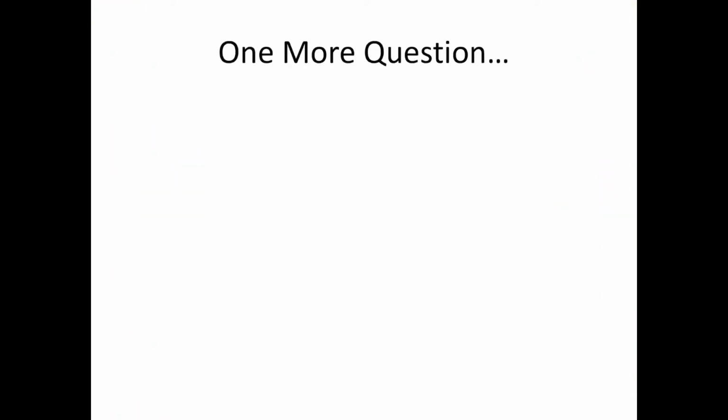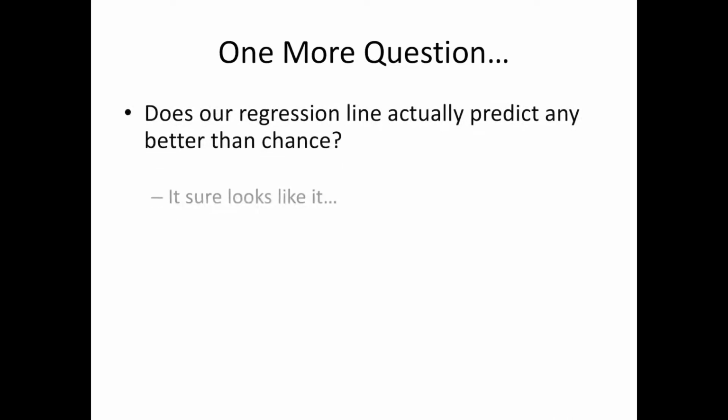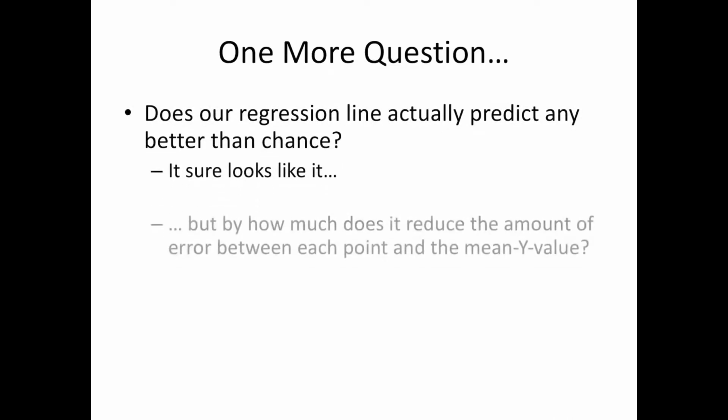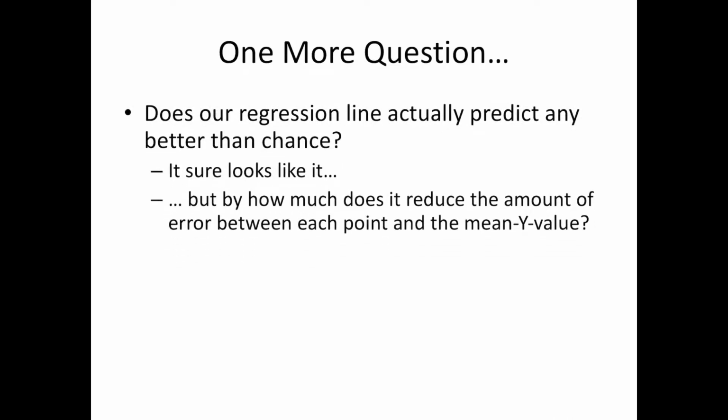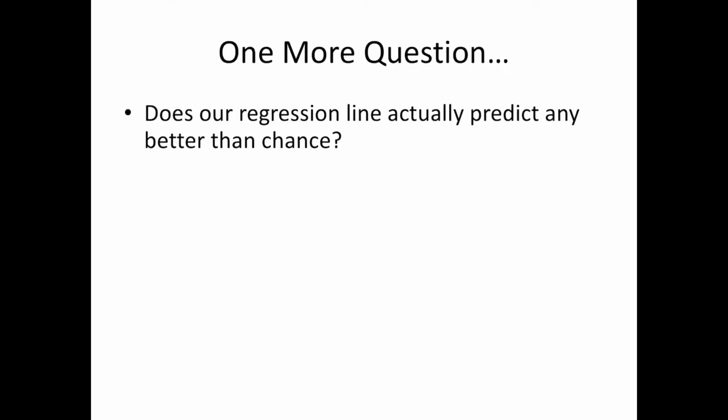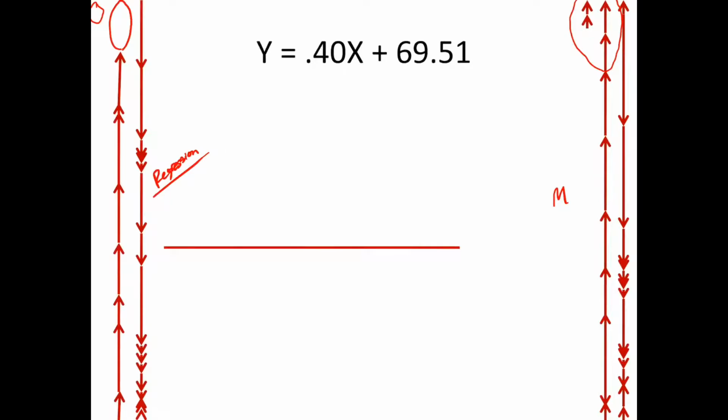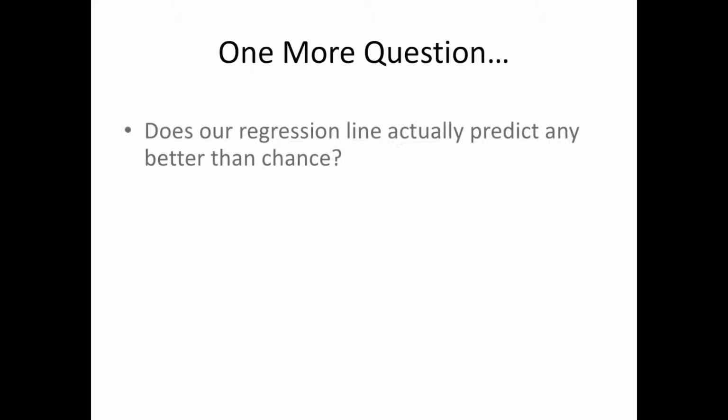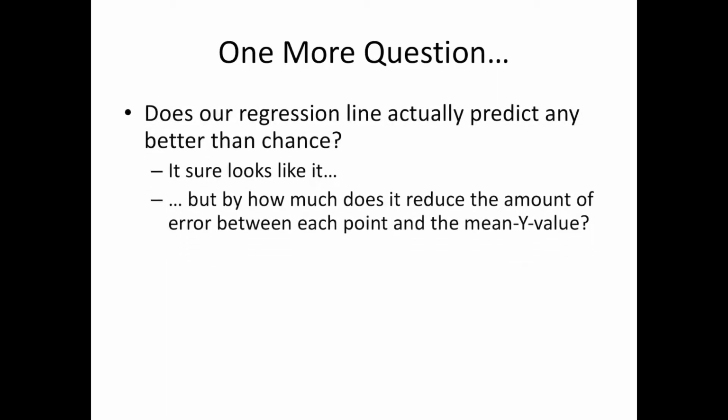So the second question, and it goes along with this first one, is does our regression line actually predict any better than chance? Well, it looks like it, but by how much does it reduce the amount of error between each point and the mean y value? In other words, going back to our previous slide, how different is this? And is this difference significant, or is it significantly different from chance alone?